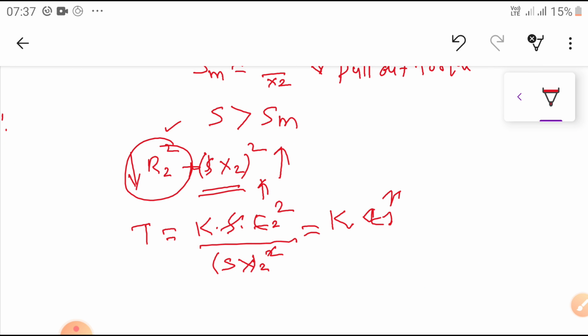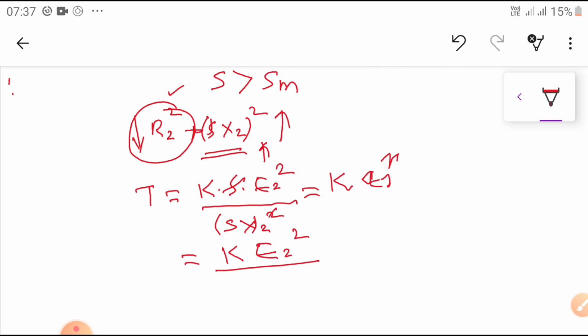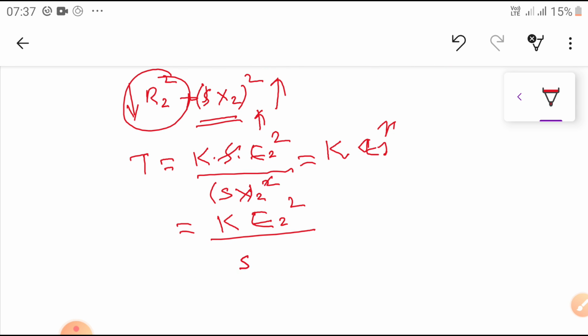Now you can write K into E2 whole square divided by S into X2 whole square. This is the value of T, torque. Now the torque is directly proportional to 1 by S in this condition.